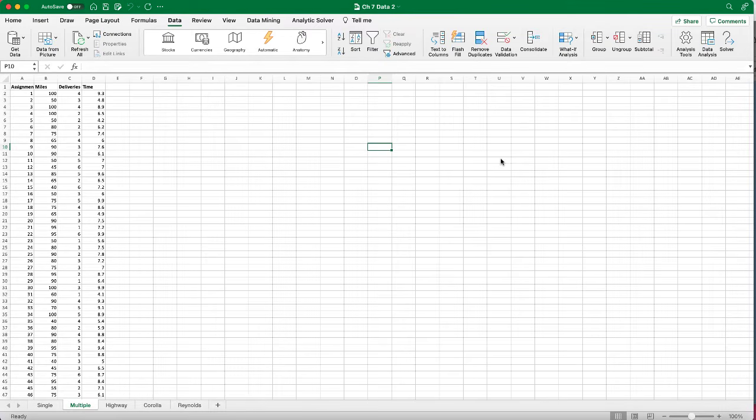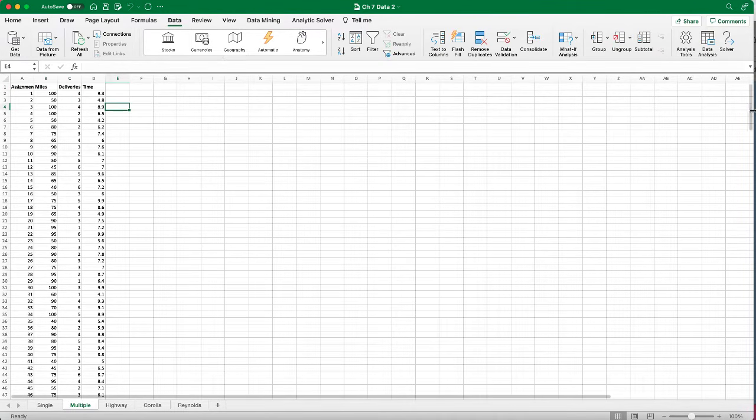In this video, I will demonstrate how to create a multiple linear regression model using Excel. So we have a new data set for the tracking company that contains 300 observations. Each observation contains the number of miles driven, the number of deliveries, and also the driving time. So the driving time will be our dependent variable, or y, and we have two independent variables, the miles and deliveries.